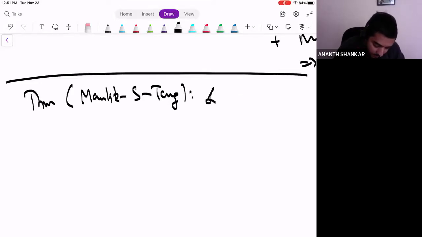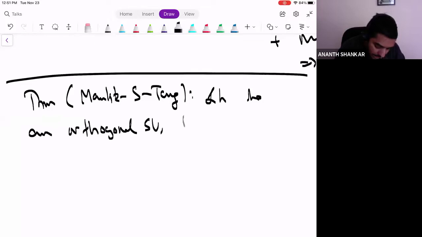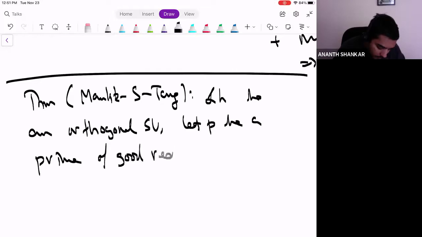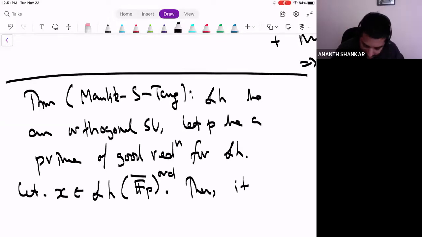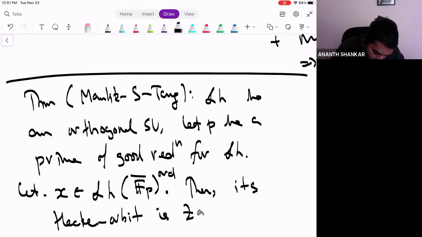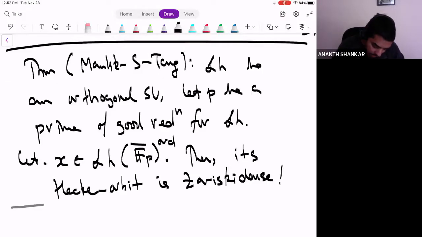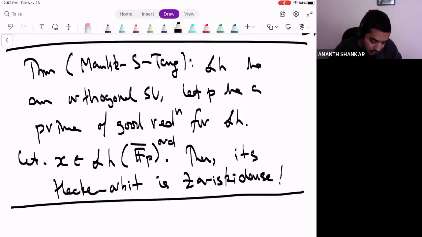So let Sh be an orthogonal Shimura variety, and let p be a prime of good reduction for your Shimura variety. Then what we prove is that if you take a point that's ordinary, then its Hecke orbit is dense. Now, let me just end my talk with a brief sketch of how we prove this theorem.